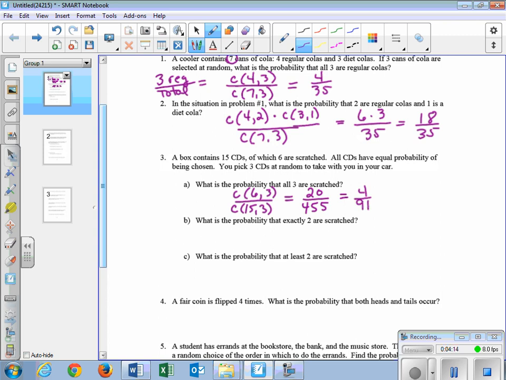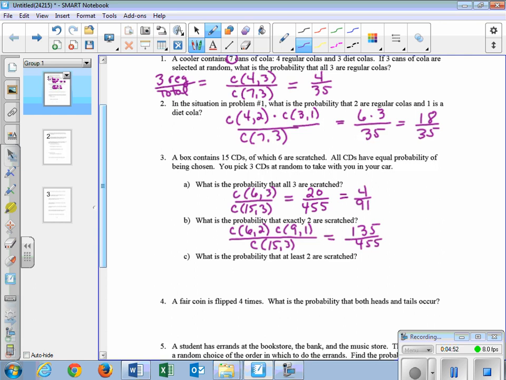don't spend time reducing. Part B, what is the probability that exactly 2 are scratched? All right, so that means of my 6 that are scratched, I'm going to pick 2 of those. And then I have to pick 3 total. So of my non-scratched ones, 15 minus 6 is 9. Of those 9, I'm going to pick 1 of those, all divided by, once again, my total, 15 choose 3. So I get a final answer of 135 over 455 on that.